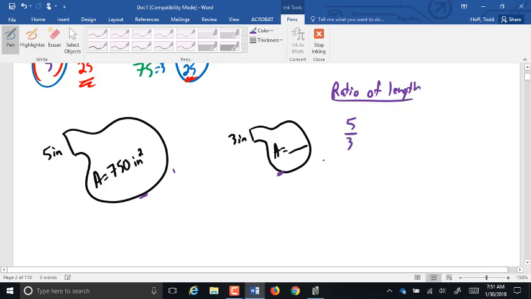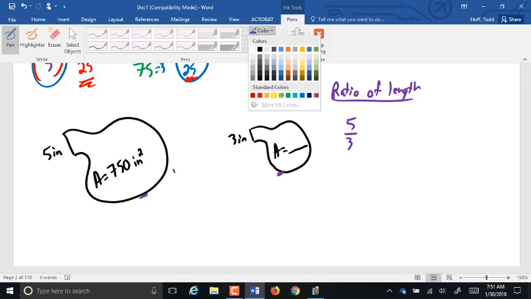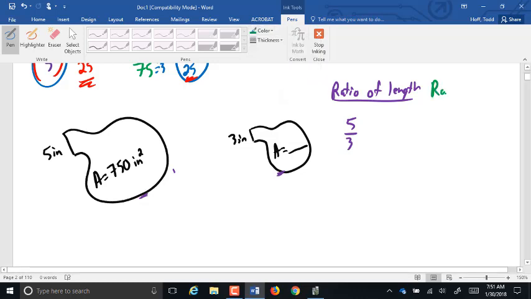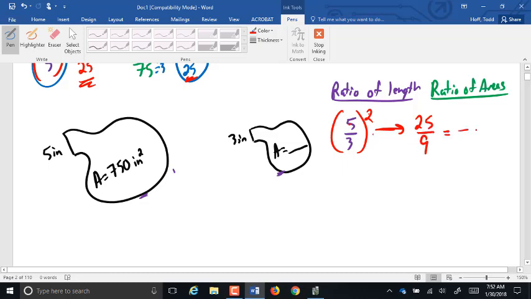Is 5:3, which means my ratio of areas, we found by squaring that. 5 squared is 25, 3 squared is 9. My ratio of areas is 25:9.